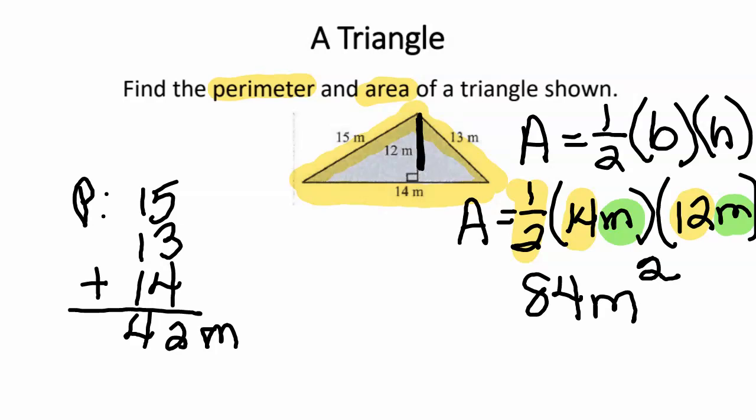Okay. I have got to multiply 1/2 times 14 times 12. Multiply the numbers, and then we add the exponents of meter and meter. 1 plus 1 is 2.